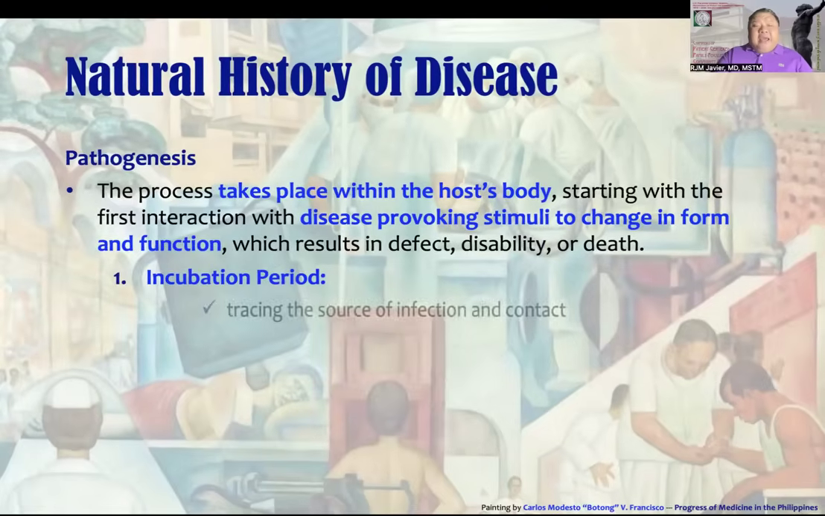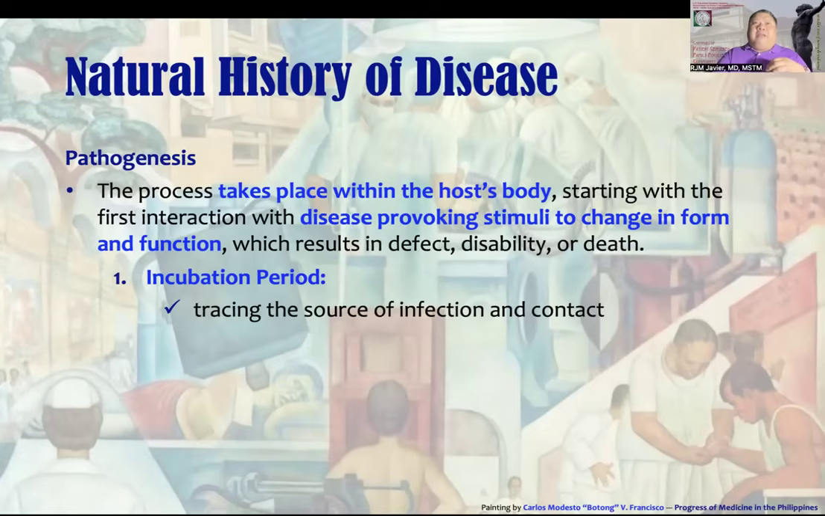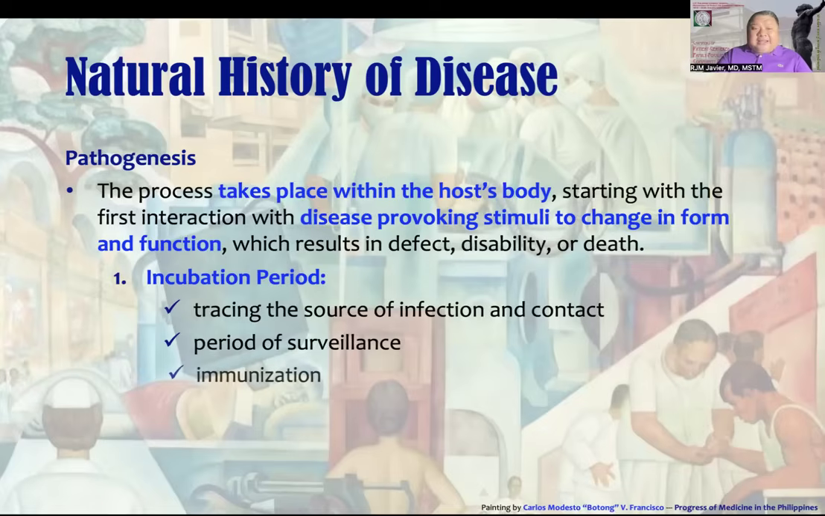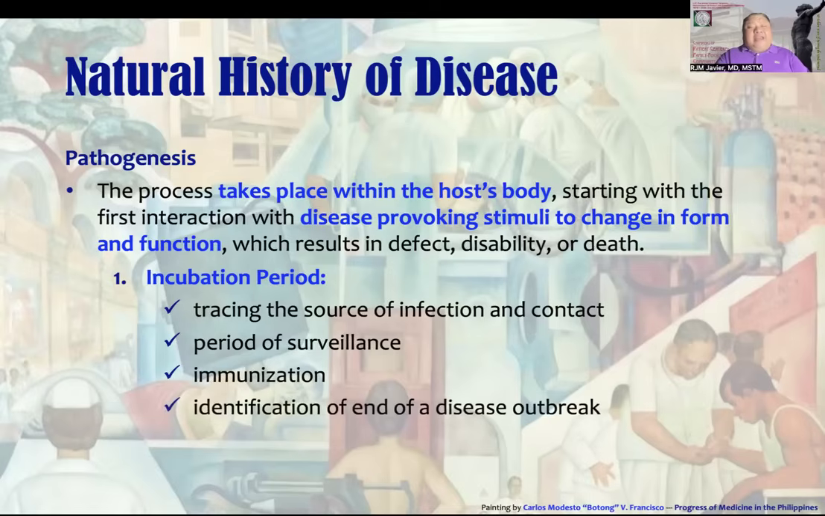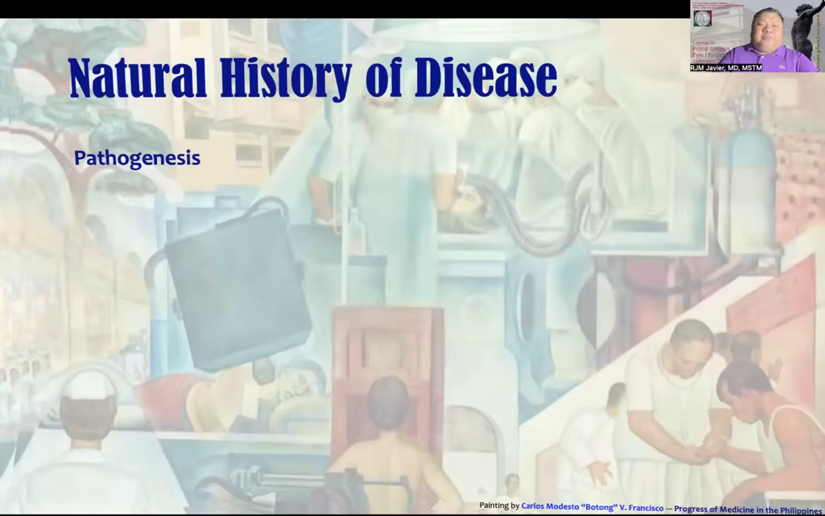the disease. The incubation period is the most ideal time for us to conduct public health measures such as contact tracing. This is also a very good period for epidemiologists and surveillance systems to monitor progress of the disease. This is where we can provide vaccination that would further halt the progression of your infectious process. We can identify the beginning as well as the end of an epidemic or a disease outbreak.